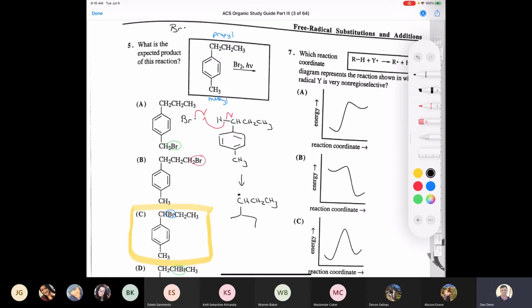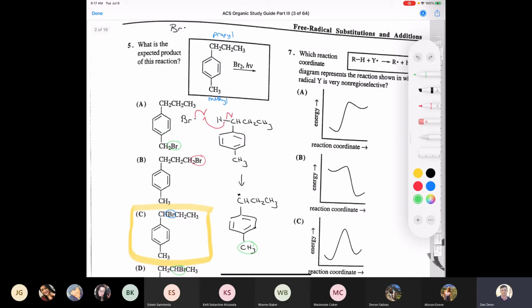And remember how I told you that benzylic radicals are highly stabilized. Now, if you're saying, well, hold on, Mr. Dion, there's a benzylic position here too. That's true. That would make a stable radical. And that's why I think you'd end up with some of A as well.